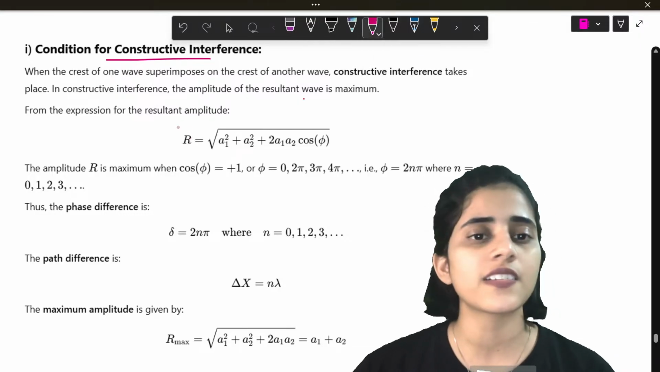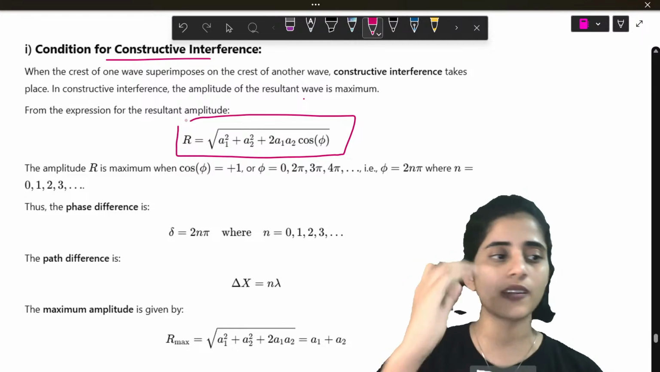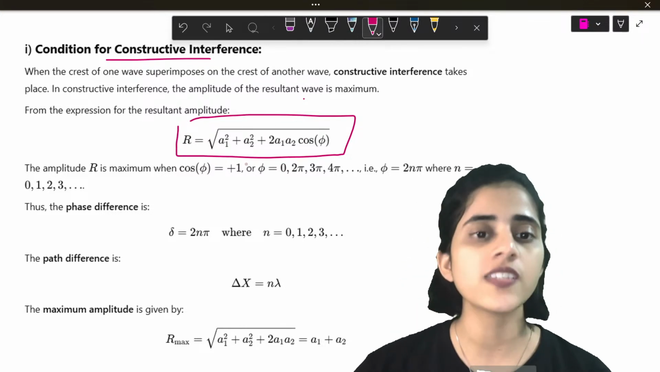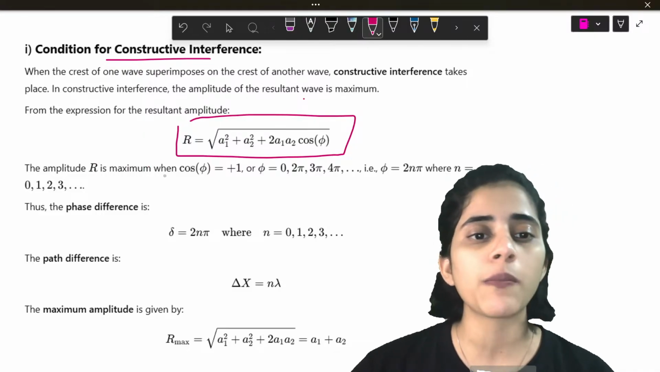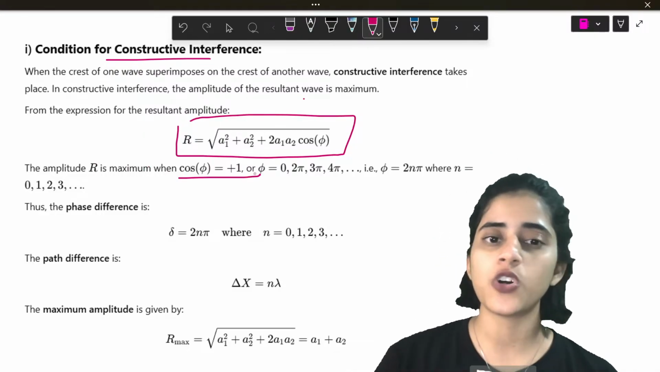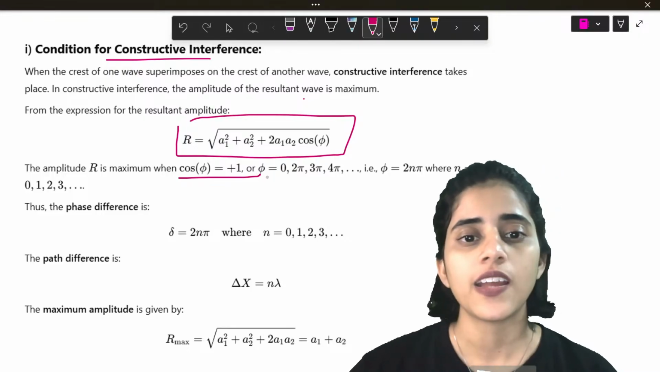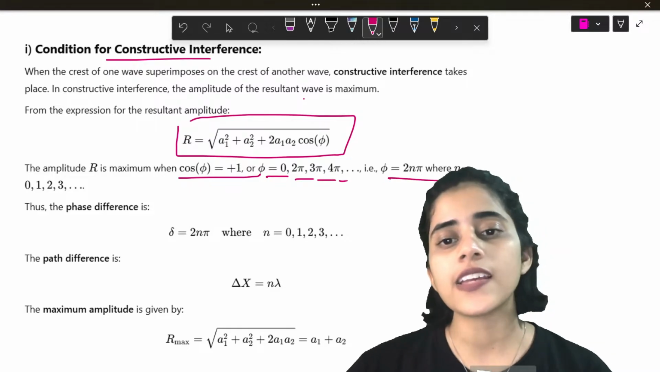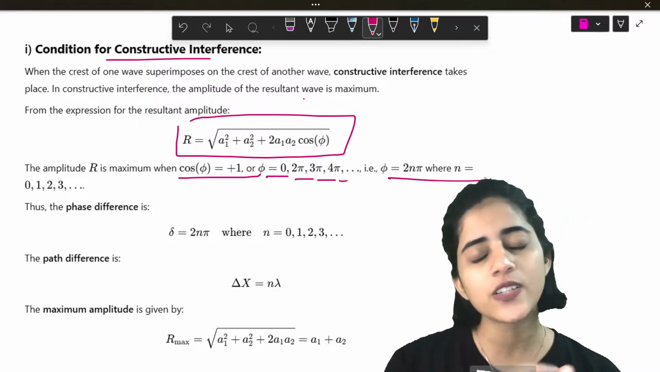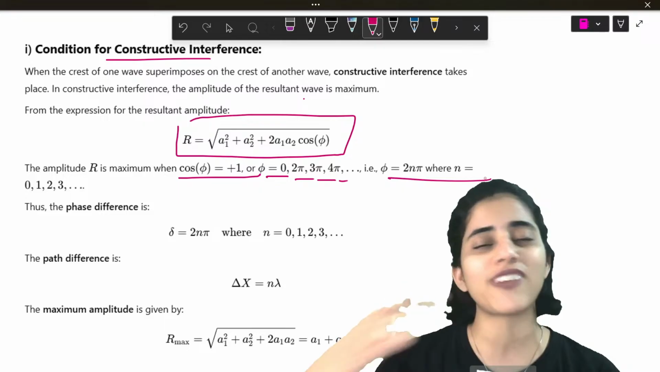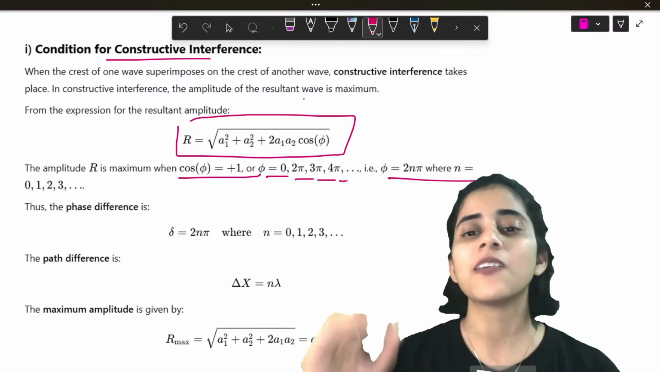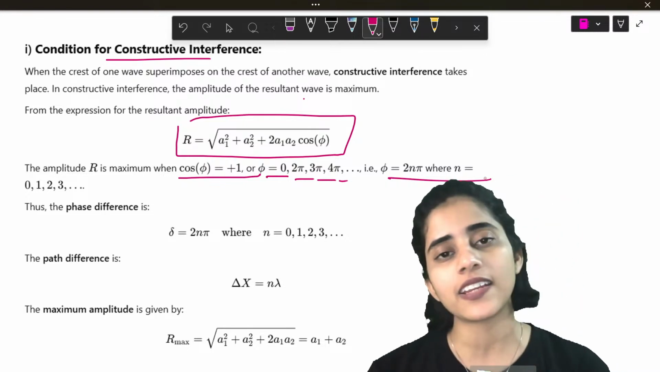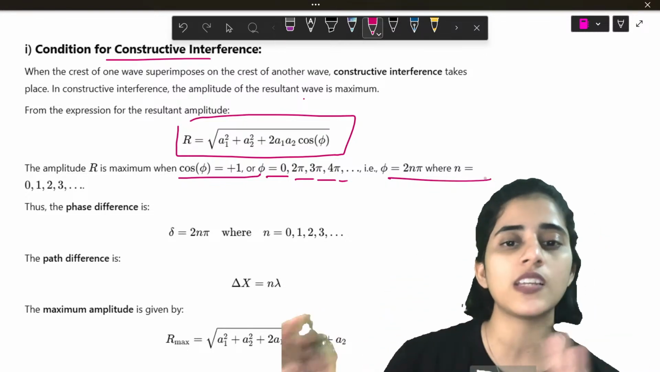So for the resultant, we've already looked at the formula A1 squared plus A2 squared plus 2A1A2 cos phi. Now, the amplitude will be maximum when cos phi is plus 1, and phi is equal to 0, 2 pi, 4 pi, 6 pi, however many. So you can just write it as 2n pi, where n can take values 0, 1, 2, 3, 4, etc.